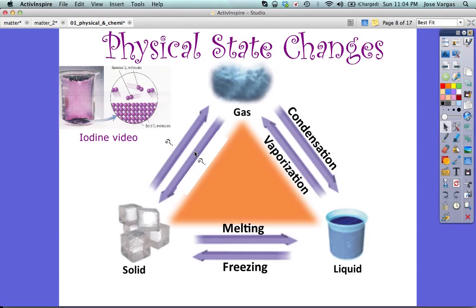Now these two might be new words for you. Going from something gaseous to something solid, skipping the liquid phase, is called deposition. And going from something solid straight into gas, like dry ice, is called sublimation. And we have a video here about iodine.